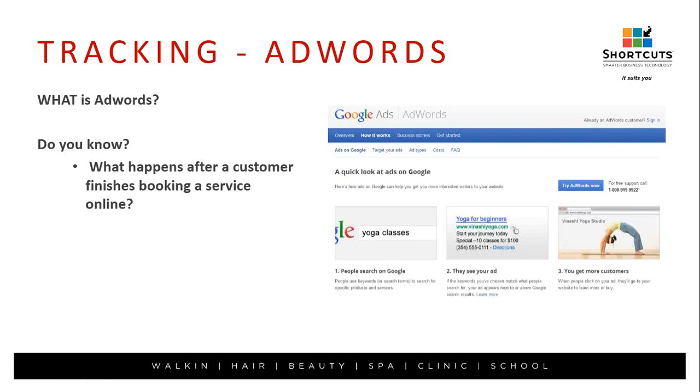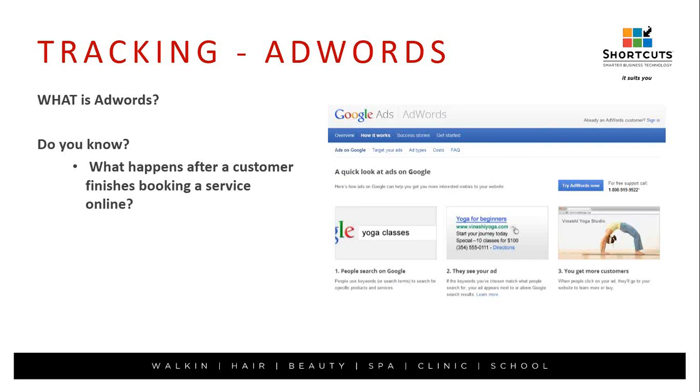So with the Google AdWords, you're able to get what we call a conversion code. And what you can do is link this with your online booking. So what this shows is what happens after a customer finishes booking a service online. So somebody books online, they book a service, where do they go then? Do they go back to your website? Do they buy a product? Do they go and make another appointment? So it tells you exactly what's going on after somebody's finished, and hopefully they're returning to your website and they're having a good look round.